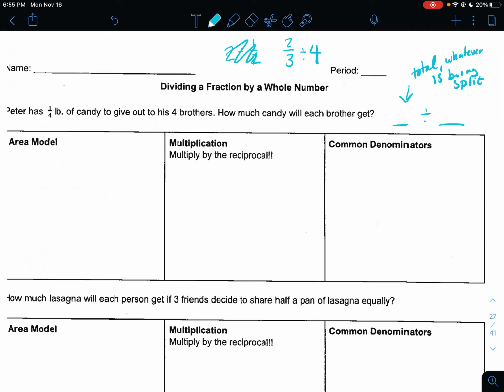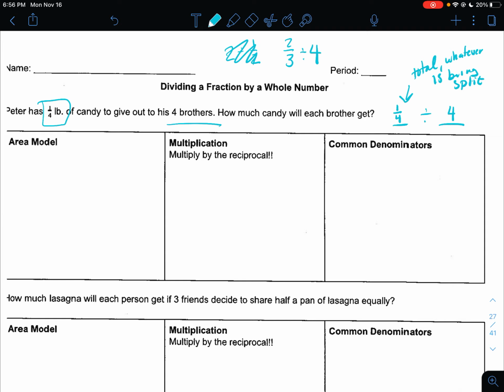Okay? That's the easiest way to set up the problem. So what in this situation is being split up? Well, I'm hoping you're not splitting up the brothers, because that's not okay to split up people. So we are actually splitting up 1/4 pound of candy. So we're taking the 1/4 pound of candy and we're dividing it up or giving it out to 4 brothers. So it is 1/4 divided by 4, okay?